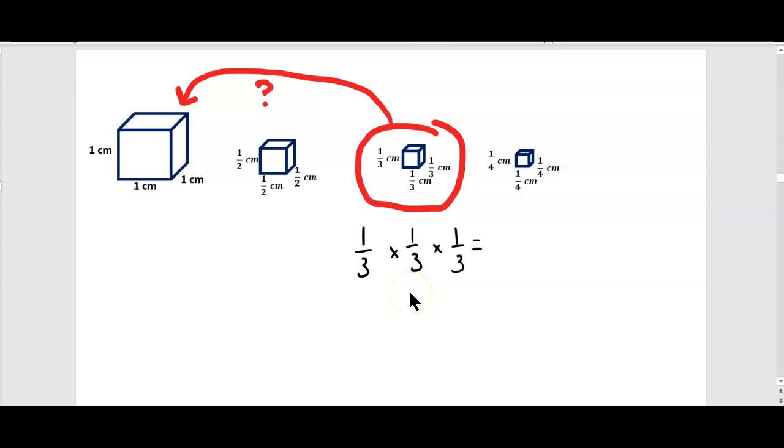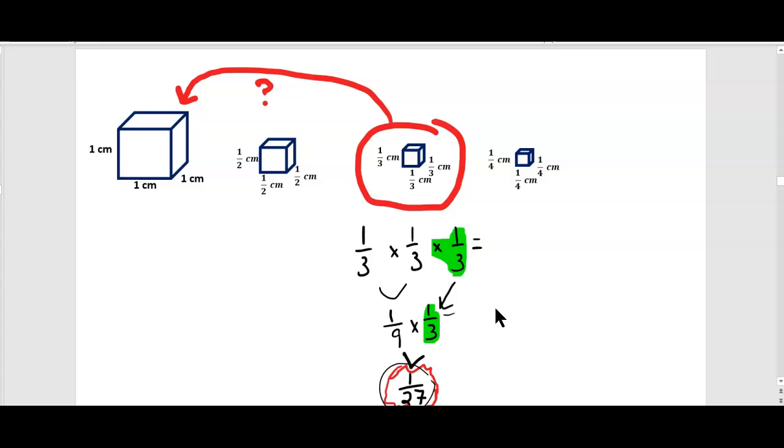Well, I could do a little math to try to find out. Take the length times the width times the height, and what do we get? That's 1/9 here. Well, remember, we have to do this 1/3, and 1/9 times 1/3 is 1/27. I mean, if you want to go straight across, you can. 1 times 1 is 1. 9 times 3 is 27.